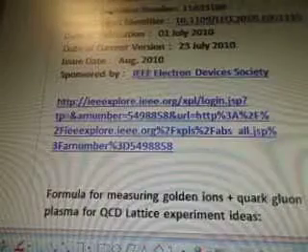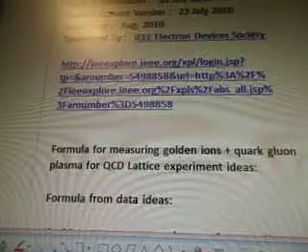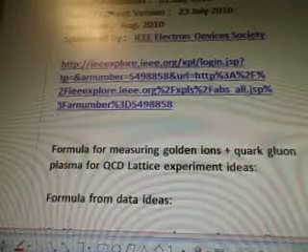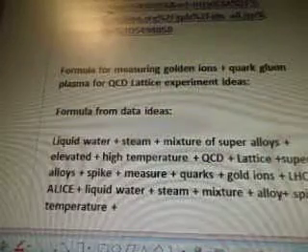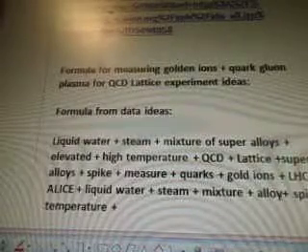And that went out July 2010 at IEEE Electron Devices Society. And there's the link there, ieeexplore.ieee.org.